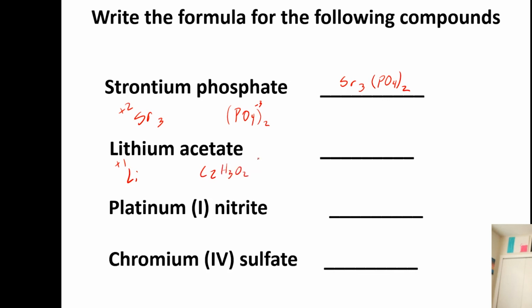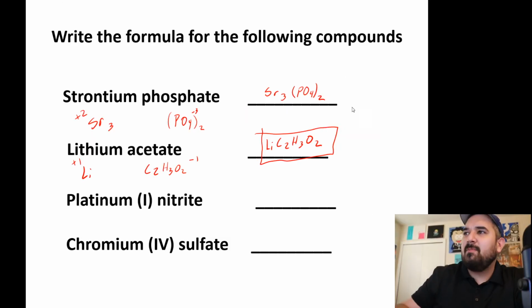C2H3O2 has a charge of -1, which means we're just going to need 1 of each. So the way this one's going to be written out is LiC2H3O2. This is a complicated looking formula, and a lot of people will look at this and be confused. A lot of people have a hard time figuring out that they have a polyatomic ion bonded to a single element. You're just going to need to get used to them.